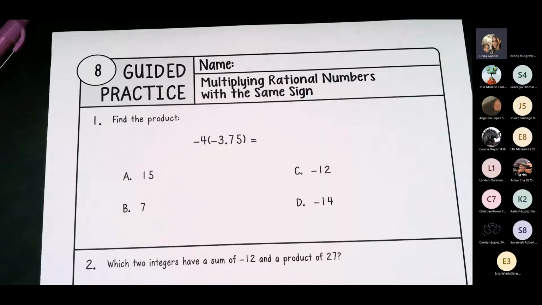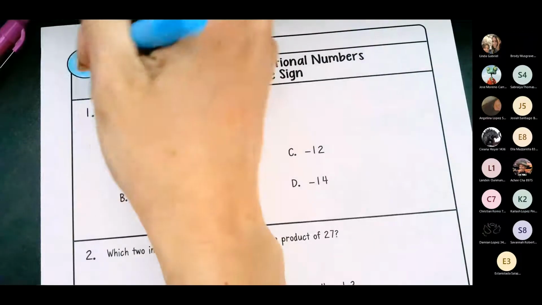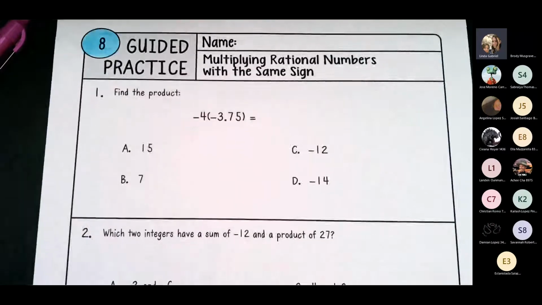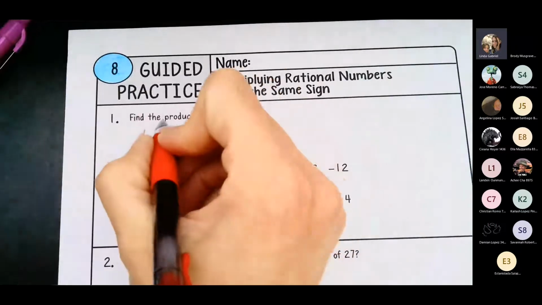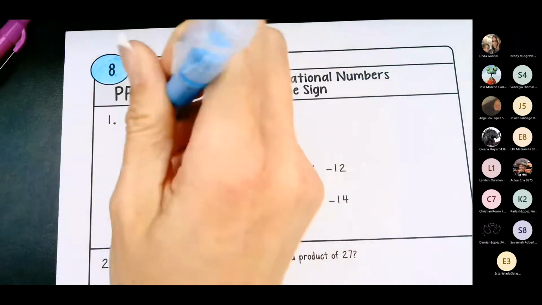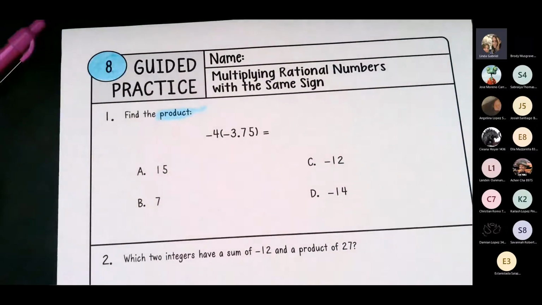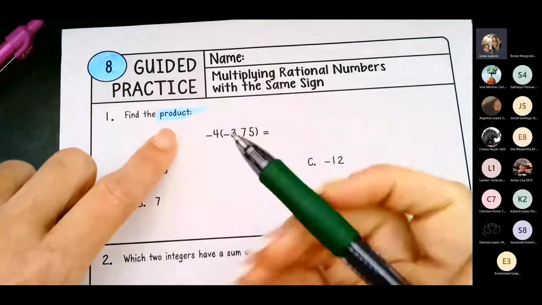All right, so guided practice for section 8. And I know section 7 was a little bit of a trick with that guided practice because it was mostly based on the information from the previous lesson, but fortunately this one stays true to section 8. All right, so find the product. Now that we are working with multiplication, we have a new buzzword. Remember last time we talked about sum, talked about difference, because those are words that go with adding and subtracting. But now that we're multiplying, we have find the product.